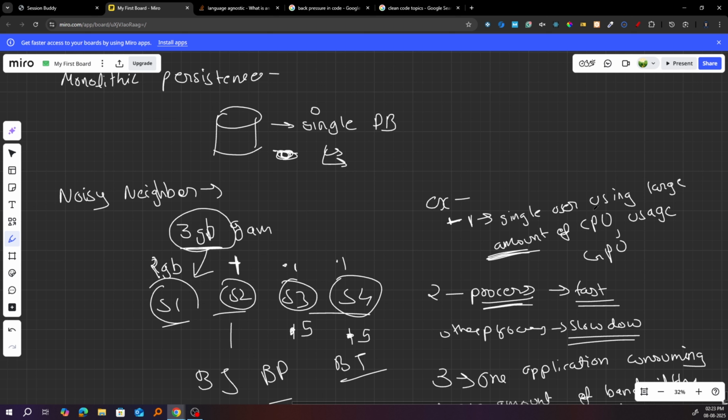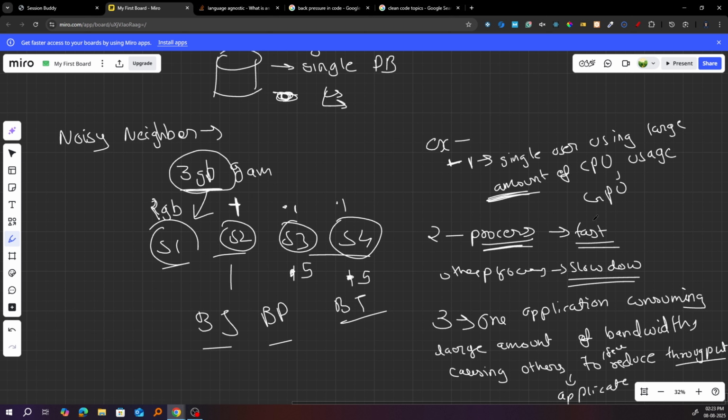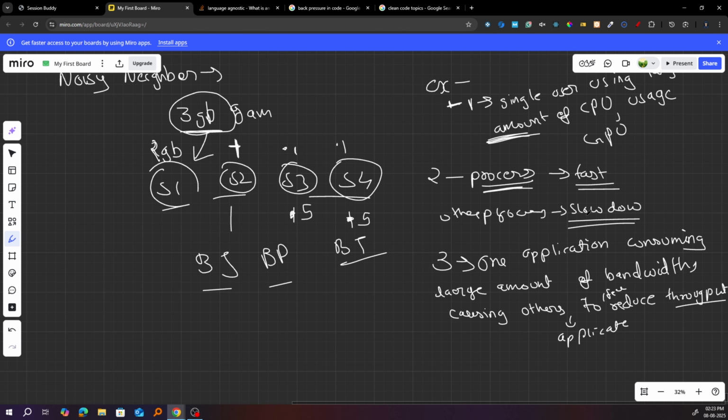Now what were the examples? A single user using a large amount of CPU or GPU, right? The performance for other users on the same server will reduce, right? The second example was one process on a shared server utilizing a large amount of IO, input output, which can cause other processes to experience slow IO and increased latency. Other processes will have increased latency, right? The third example was about one application consuming a large amount of network bandwidth, causing other applications to experience reduced throughput, right?